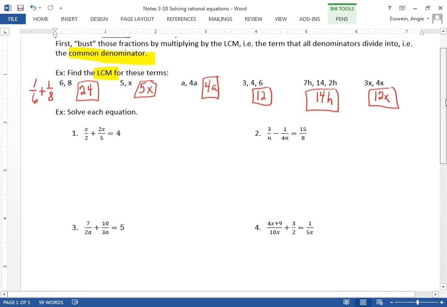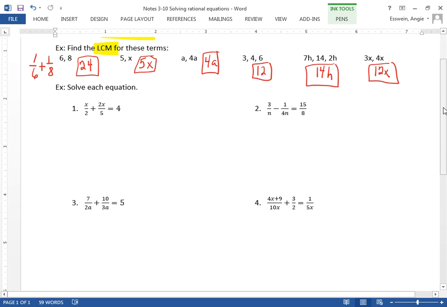So here we go. By using this technique, watch this. We'll make all the fractions go away. Look at the denominators, 5 and 2. What number will both of those divide into evenly? 10. So you multiply everything, both sides, by 10. As long as you do the same thing to each side, it's an equation, right? If you do that, all your fractions will disappear.